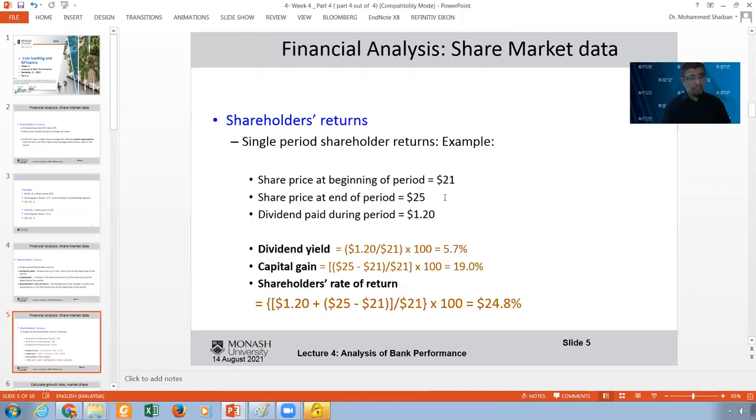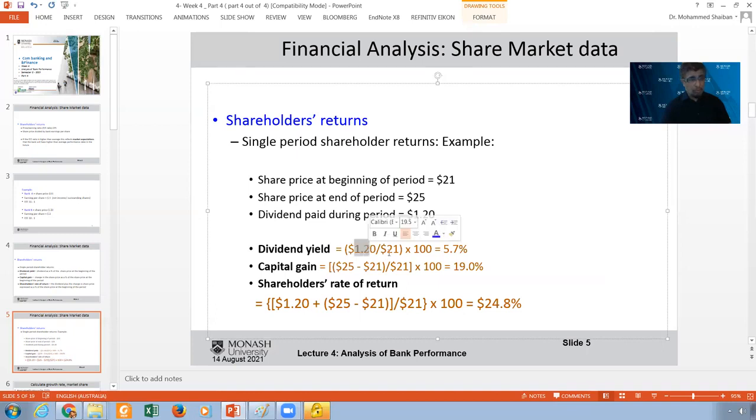Let's take this example. If you have a bank whose share price at the beginning of the year is 21, and the share price at the end of the period is 25, and they pay at the end of the year 1.20. So from the perspective of the shareholders, the dividend was 1.20 over the 21, which is 5.7%.